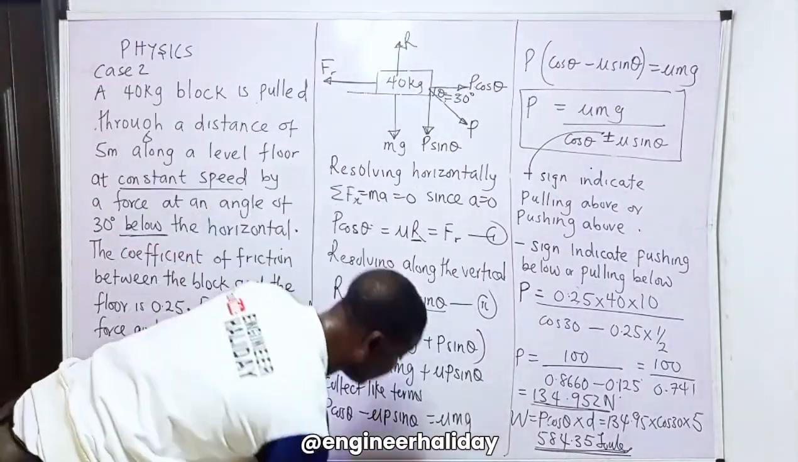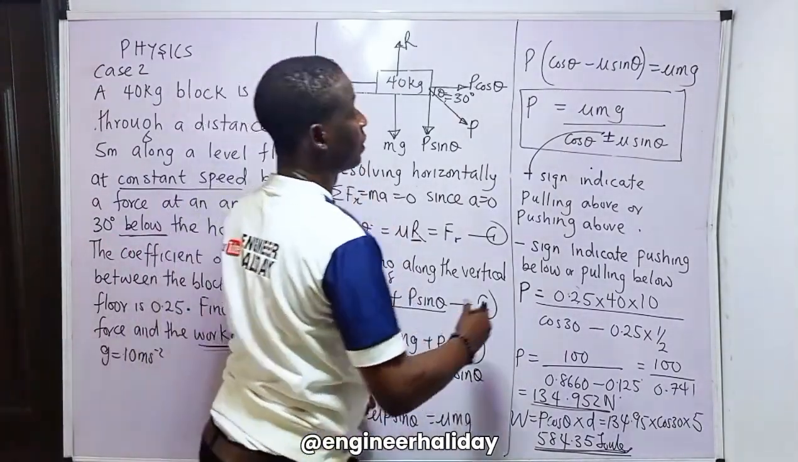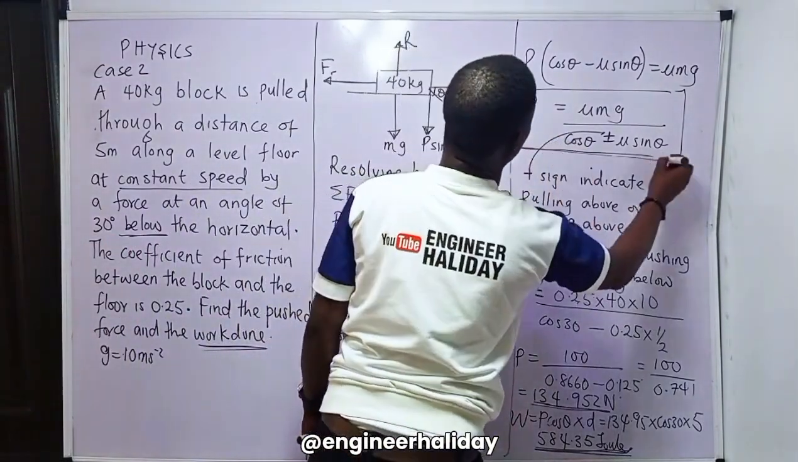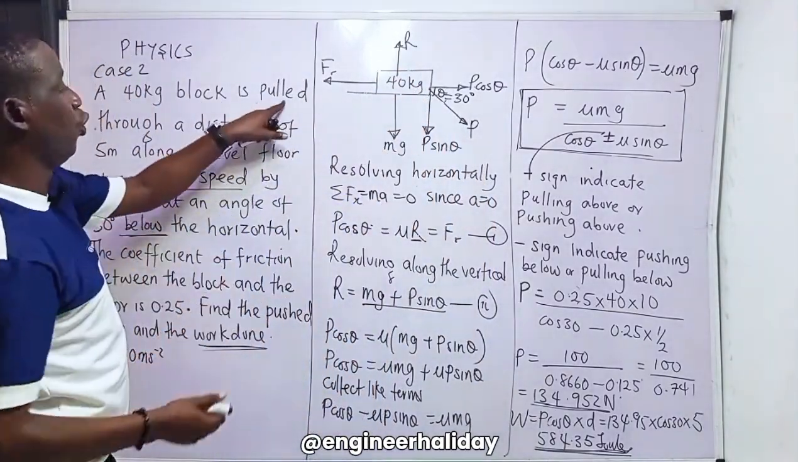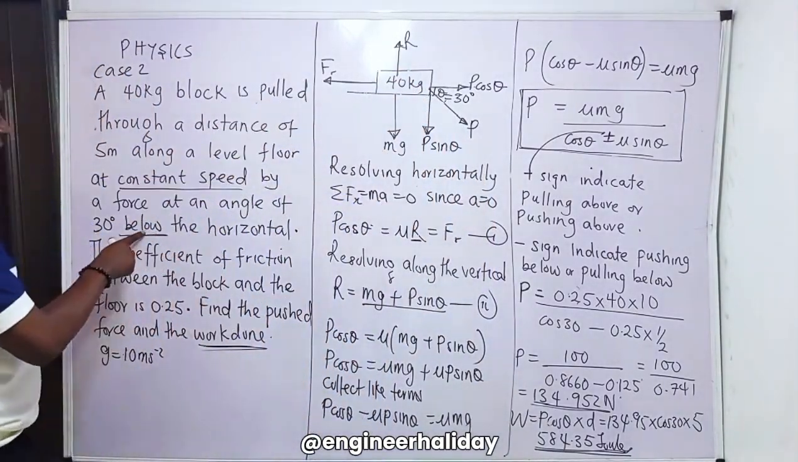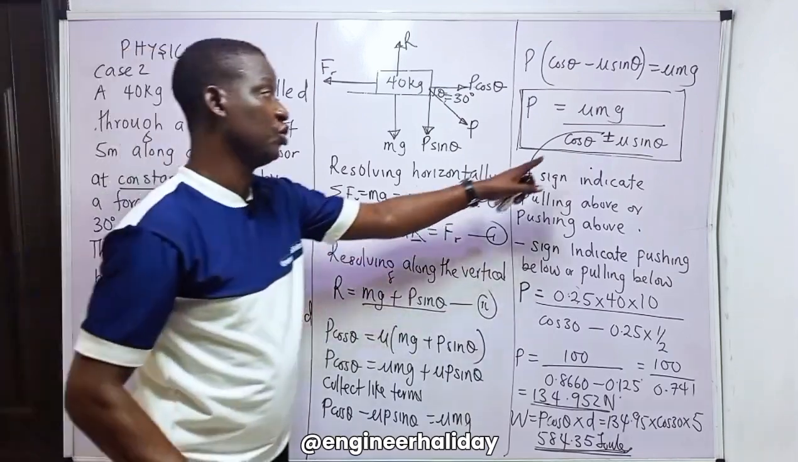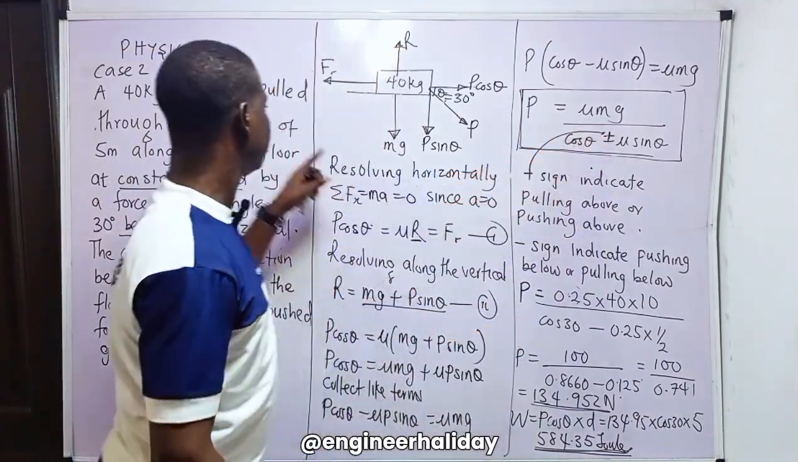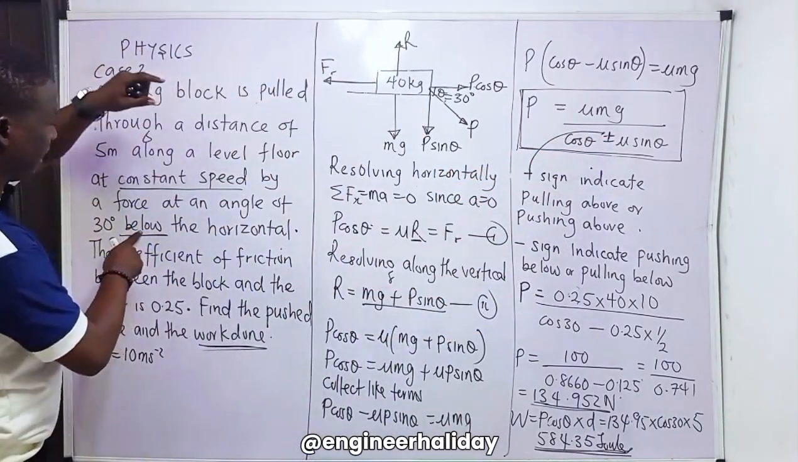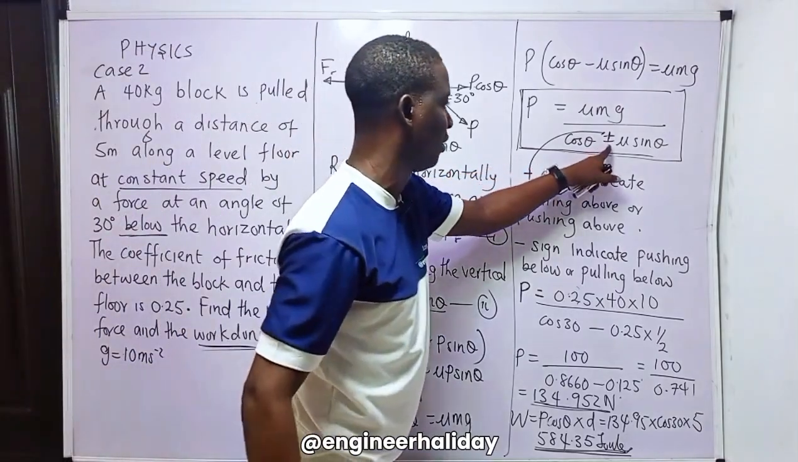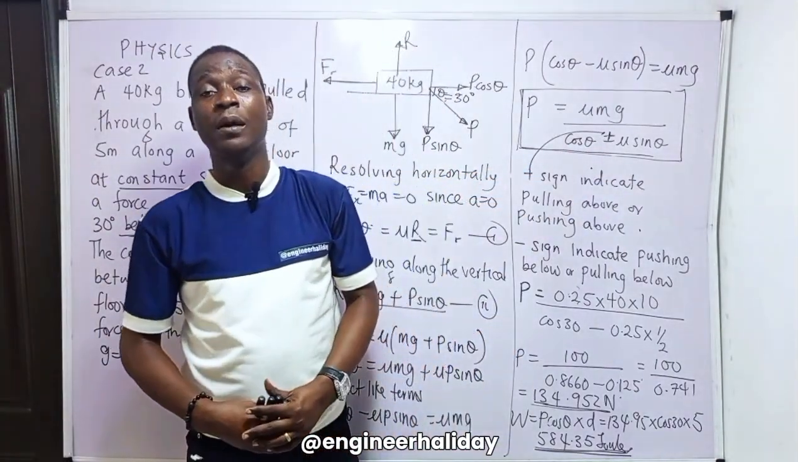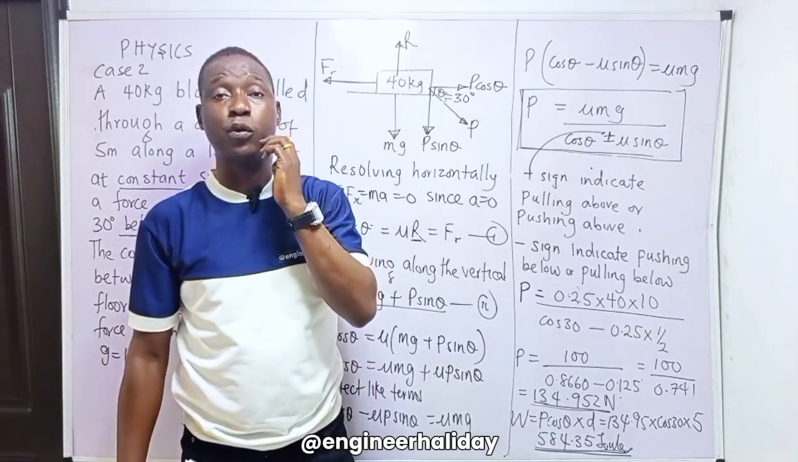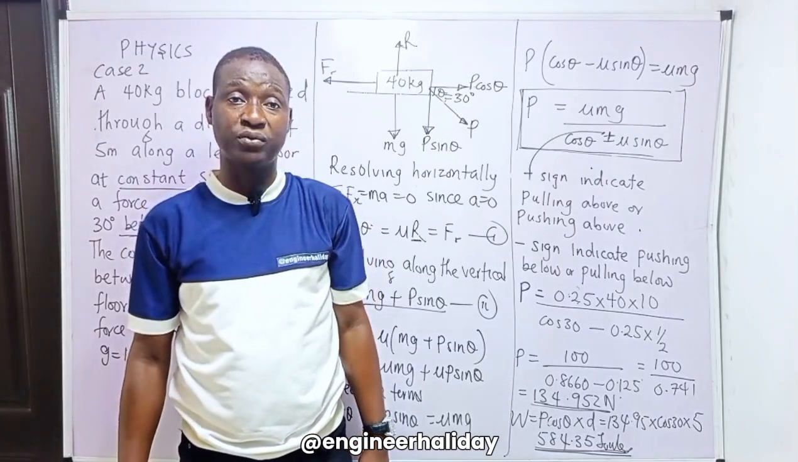So I believe you understand it. Please take note of this formula. It will help so that you will not be going through all these steps again. Once they tell you pull above, what you are going to use is plus. If they say push below, you use minus, because pushing below is the same thing as pulling below, and pushing above is the same thing as pulling above.